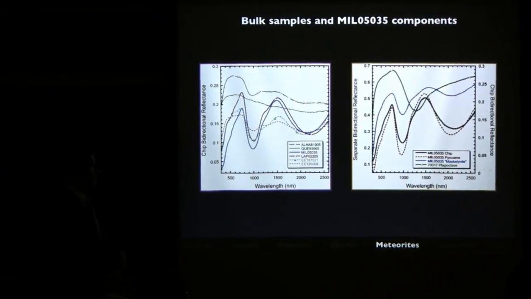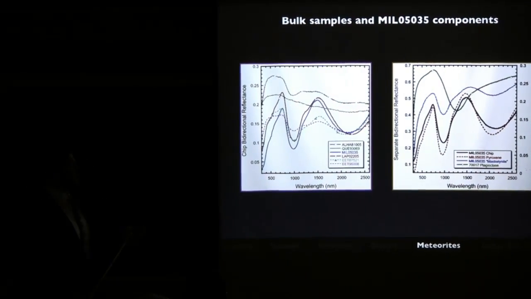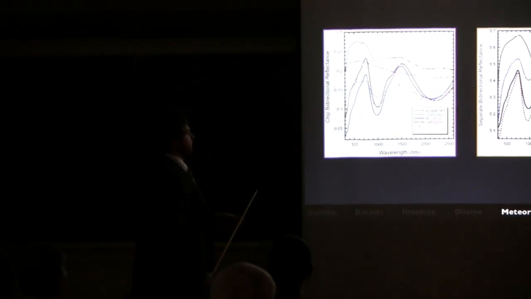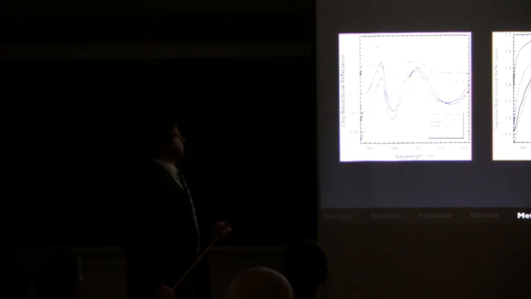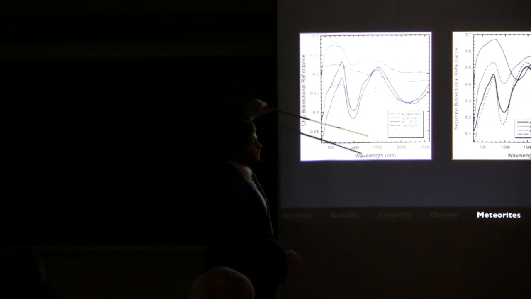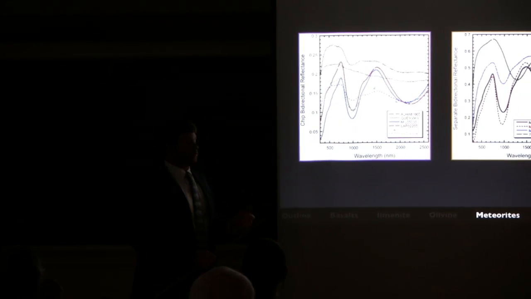So this is something we've just begun to do, and something I'll be continuing to work on over the next year or so. These are spectra I've measured of the bulk samples, and you can see that a lot of them have this kind of pronounced negative continuum slope. That's because we measured them as chips rather than as colors.